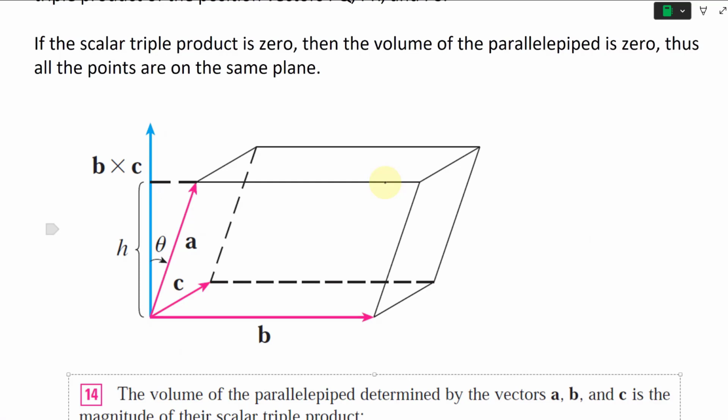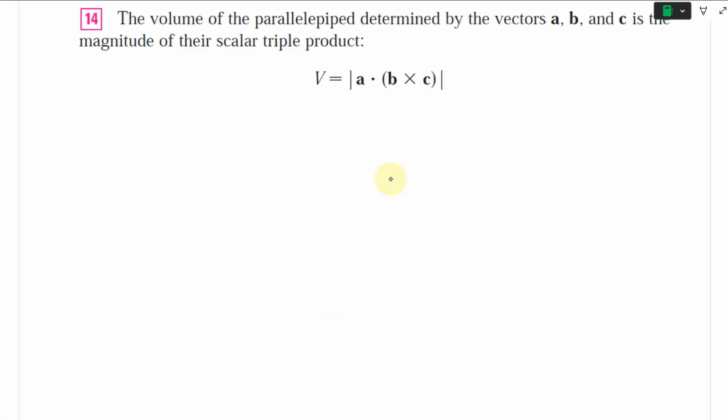And if all these points are on the same plane, so if you have this vector here actually lying here, the height would be 0. So h is 0, so the volume is going to be 0. I'll just illustrate that right here.